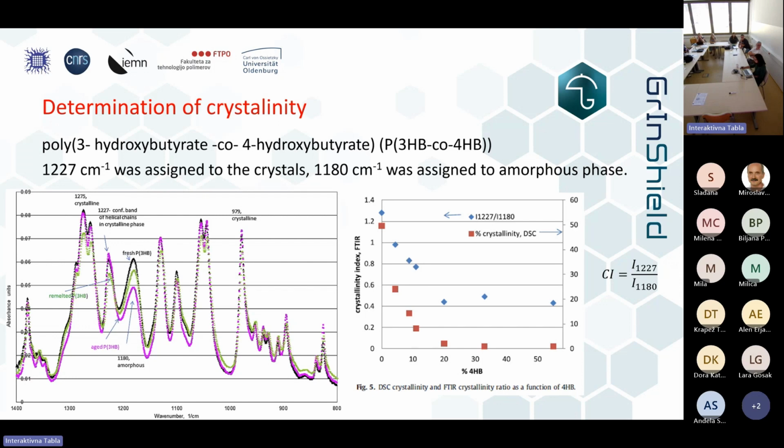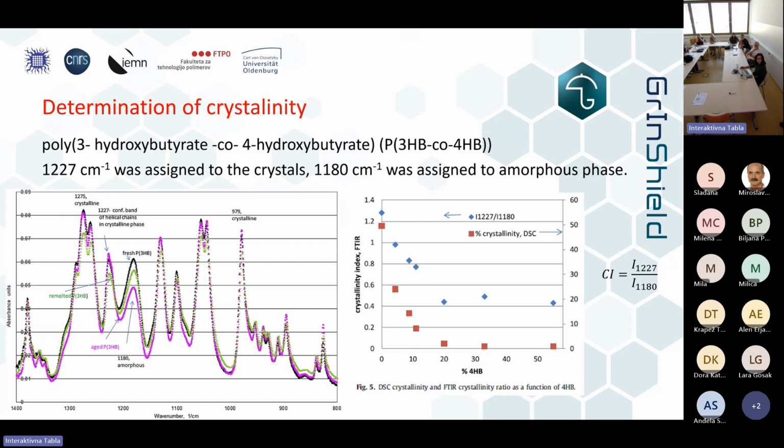And we see that there are differences in intensities, and then they found a very good correlation of this crystallinity index, based on the intensities of those peaks, with the DSC signal. So there is a quite nice correlation, and we don't get crystallinity directly, except if we compare it to the results of DSC.